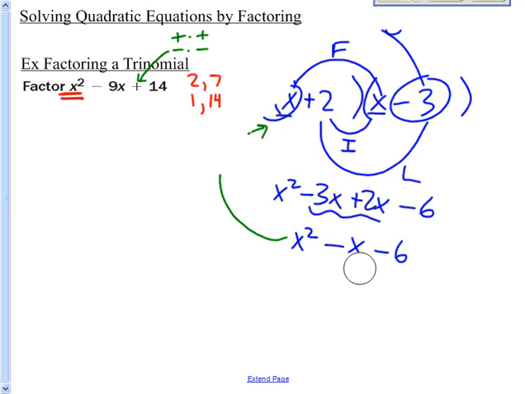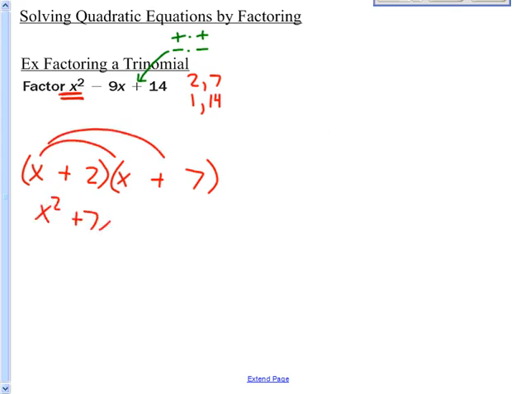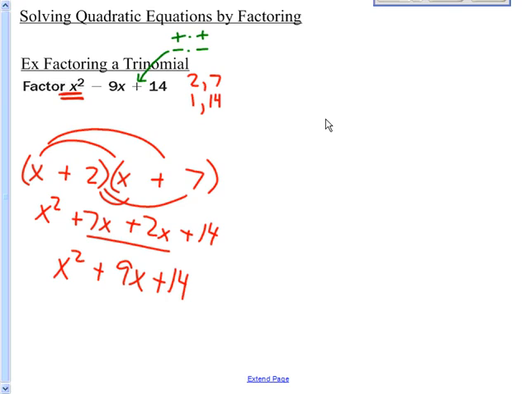Erase my FOIL over here. So I do it again. First ones have got to be x and x. Factors of 14, let's try 2 and 7. Do you want to go negative, negative, or positive, positive? Let me try a positive times a positive here. x squared plus the 7x plus the 2x plus the 14. Is this what I started with? I'm really close. It's not a positive 9x. It's supposed to be a negative 9x.